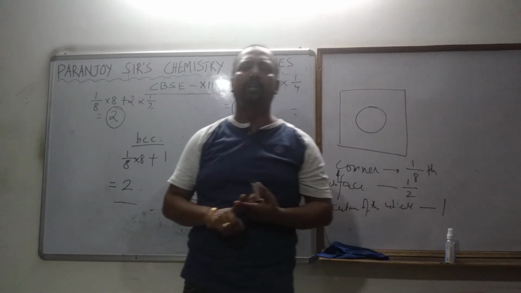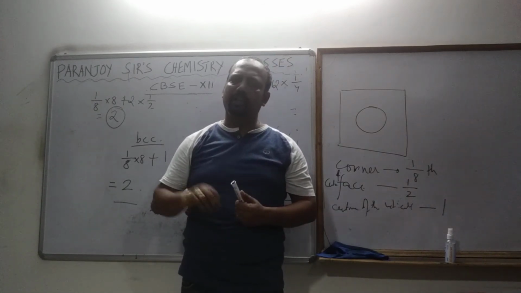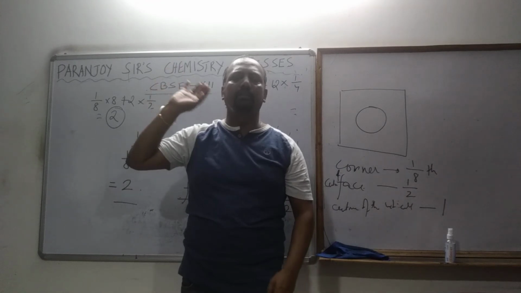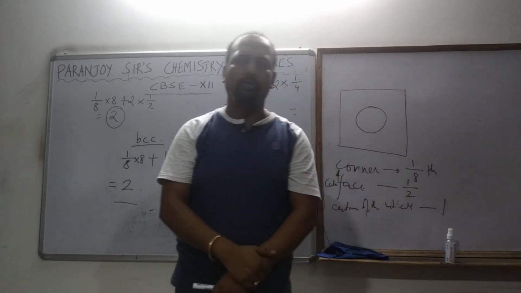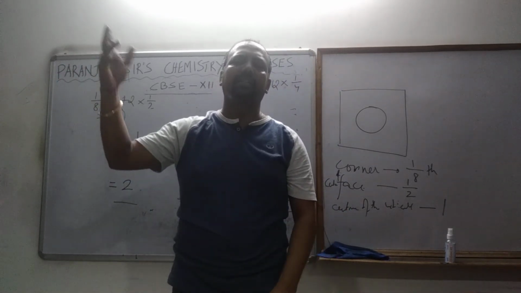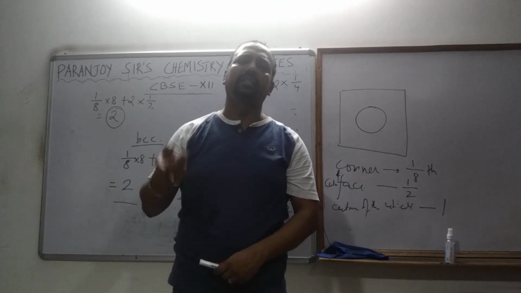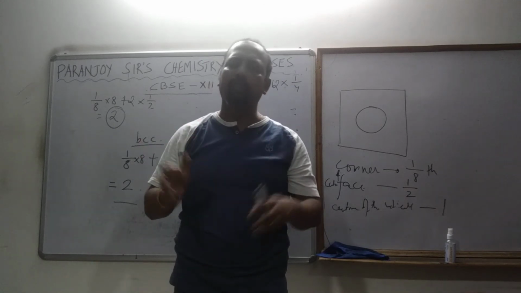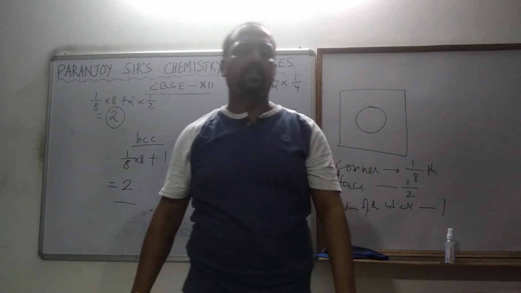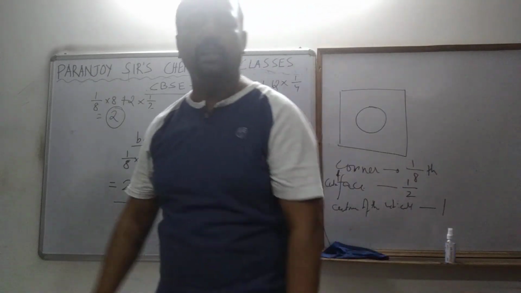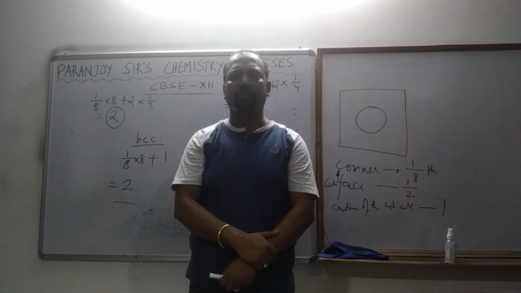The effective number of the lattice points in the unit cell: if a lattice point is present at a corner, effectively it contributes 1 by 8 to the unit cell. I hope you could visualize it. If it is present at the center of the face, effectively half is present. If it is present at the center of the body, effectively the whole is there. If it is present at the center of the edge, effectively 1 by 4 is there. Did you understand that or not?